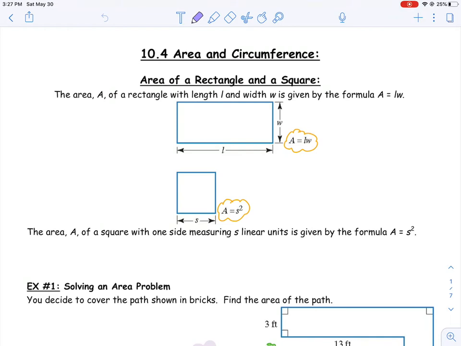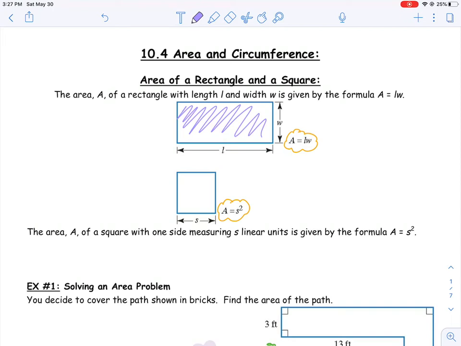So let's first talk about the area of a rectangle and a square. So we have a rectangle, we have length times width to find the area. Remember we talked about areas, kind of the stuff on the inside. So we can find the area of any rectangle by doing length times width.